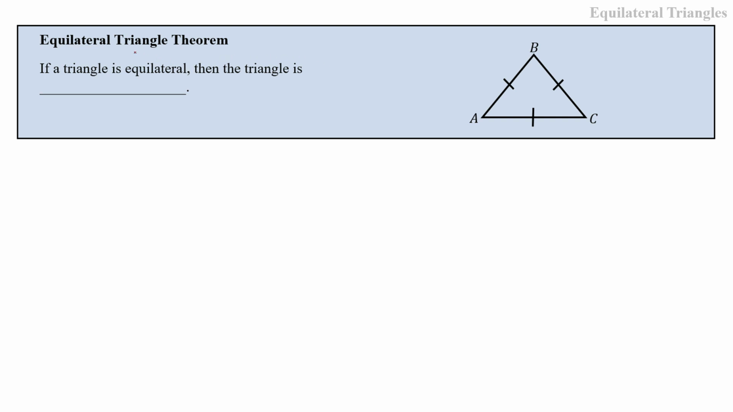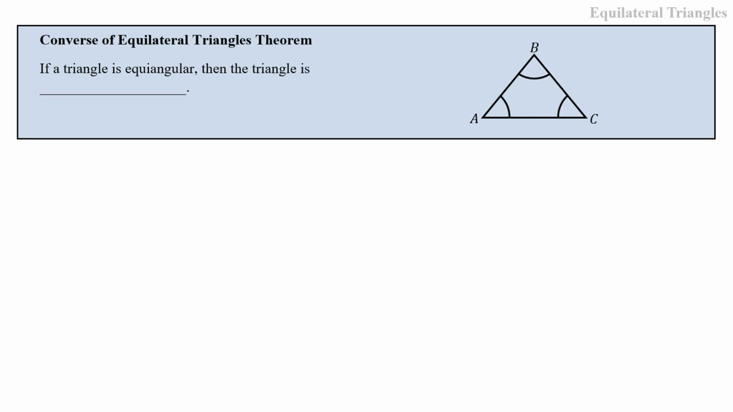Our first rule is called the equilateral triangle theorem. This one is saying if a triangle is equilateral, that means if all sides are equal, then the triangle is also going to be equiangular. This is the same as the last one we talked about, isosceles. Like we said, if two sides are equal, two angles are equal. Well, in this case, it's the same concept. If three sides are equal, then all three of these angles will also be equal.